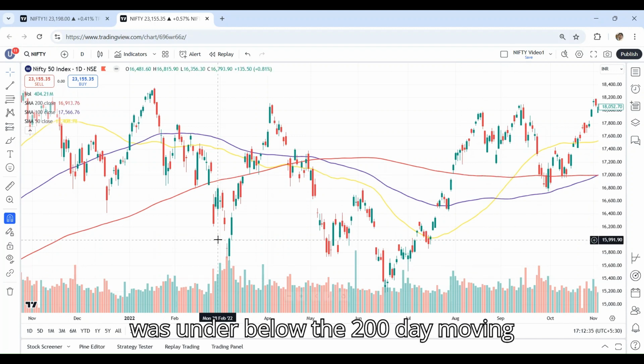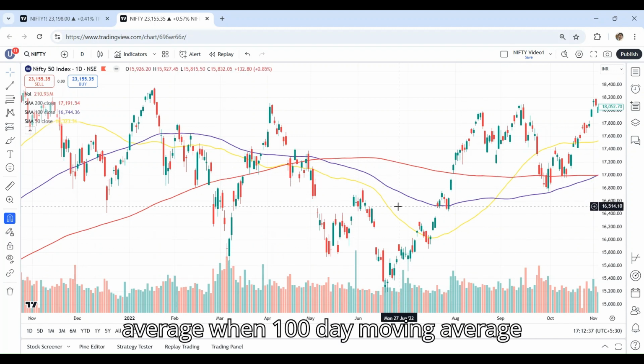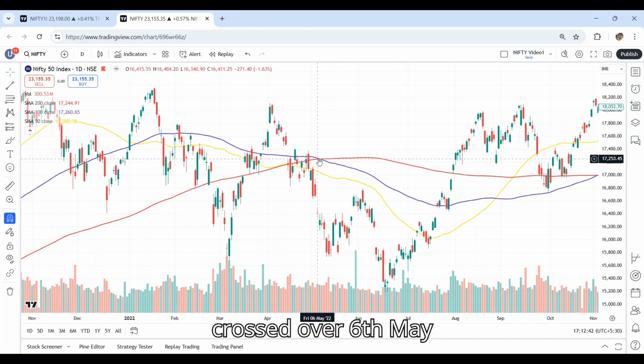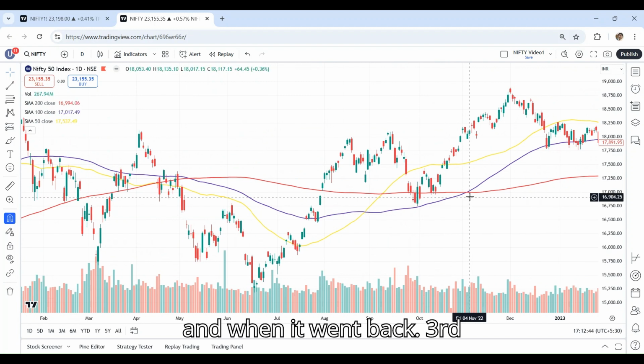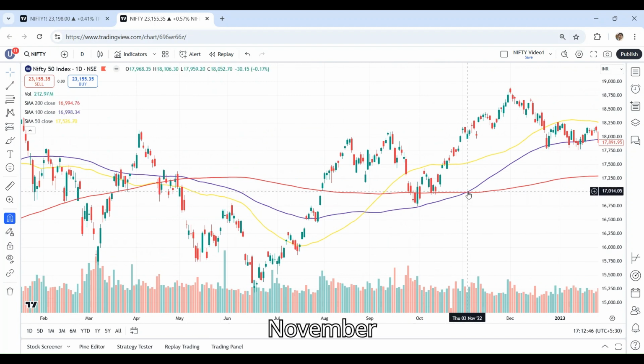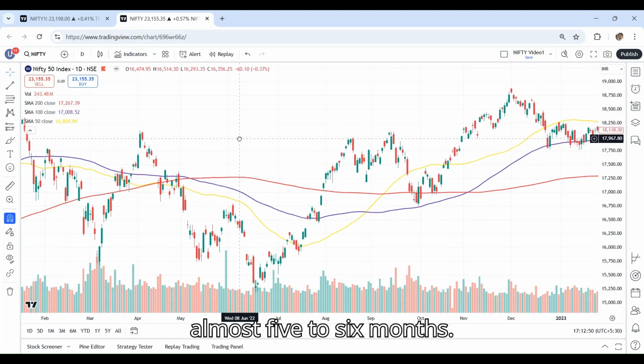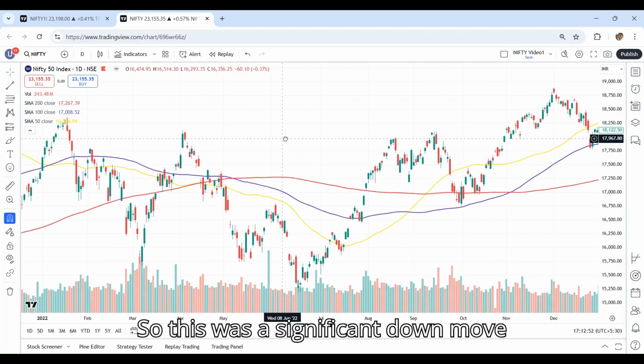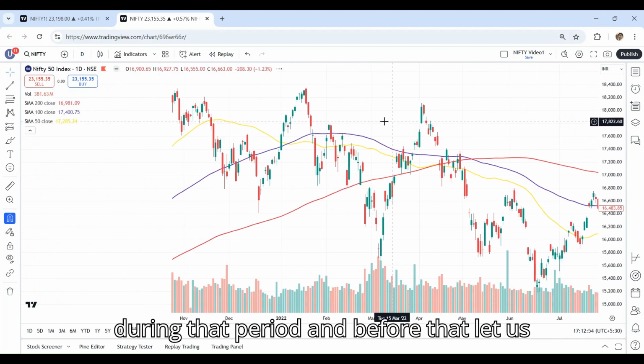So it was below the 200-day moving average. When the 100-day moving average crossed over on 6th May, and when it went back on 3rd November, almost 5 to 6 months. So this was a significant down move during that period.